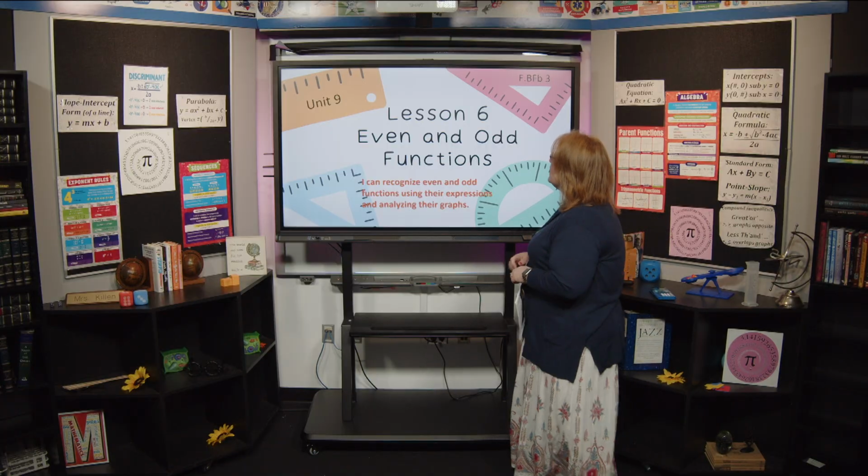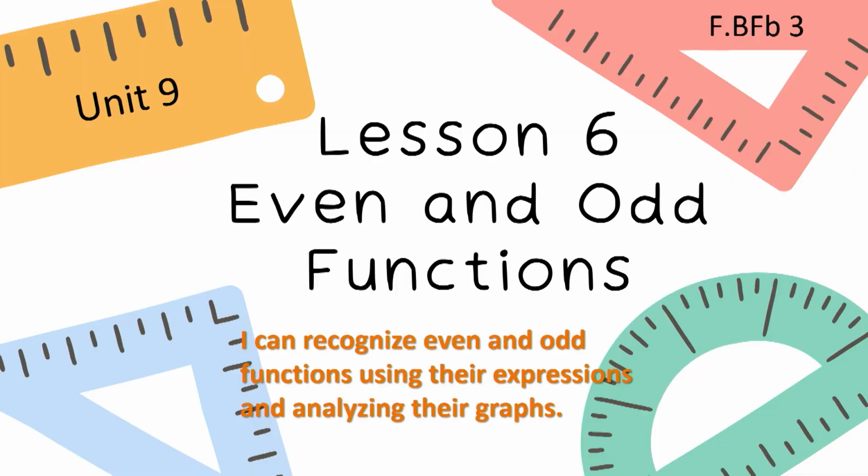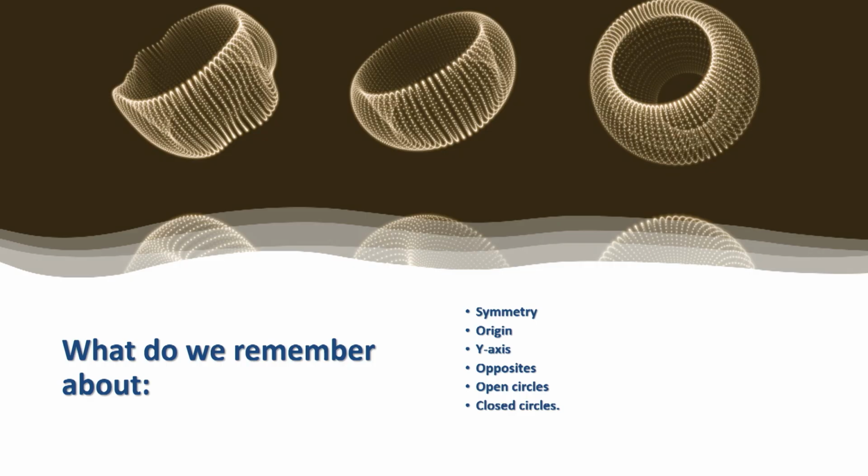So here we go. We're at Lesson 6 of our Unit 9, even and odd functions. I can recognize even and odd functions using their expressions and analyzing their graphs. We're looking at F.BFB3. So let's go ahead and look into this.